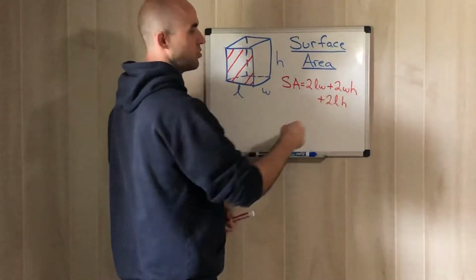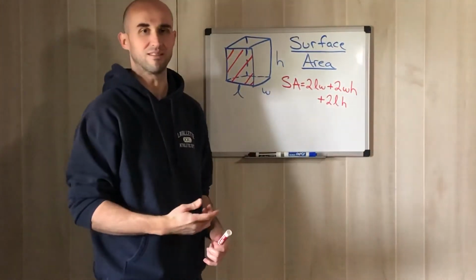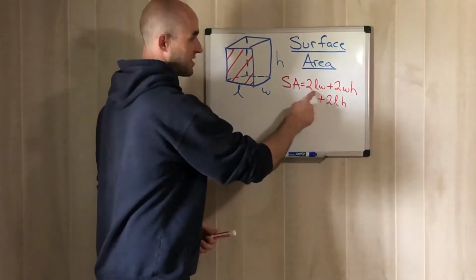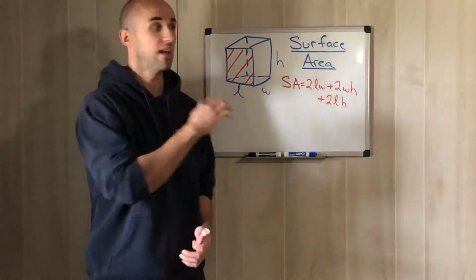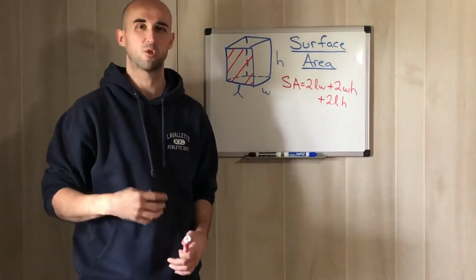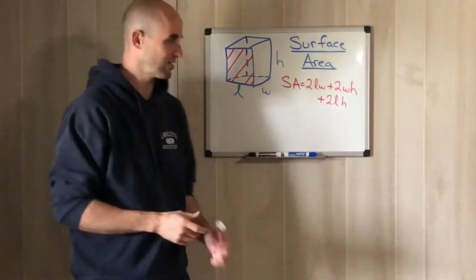Altogether, 2, 2, and 2 gives you 6, the 6 faces. And again, 2 of them are the same, 2 of them are the same, 2 of them are the same, add it all up, and that's our surface area. Now I'm going to do practice with the formula. I just wanted to explain to you first where that formula is coming from.